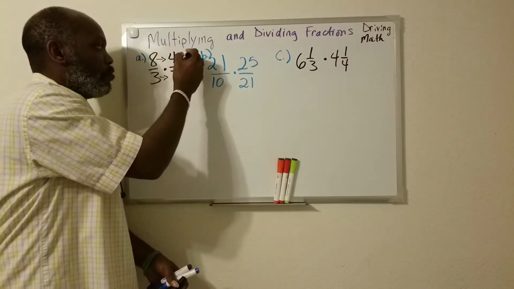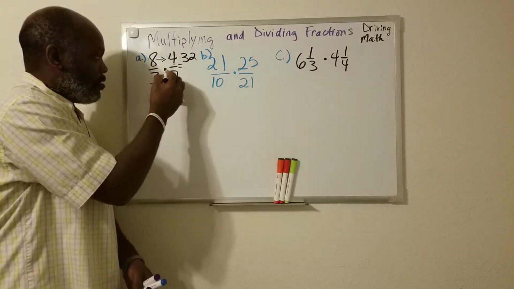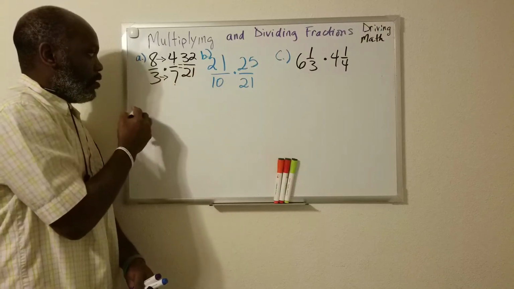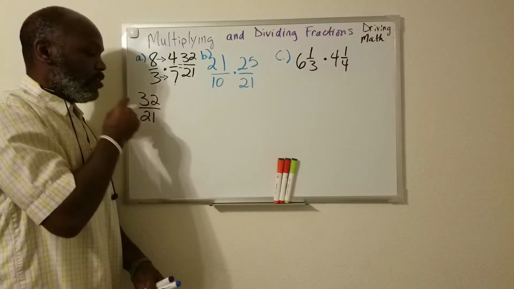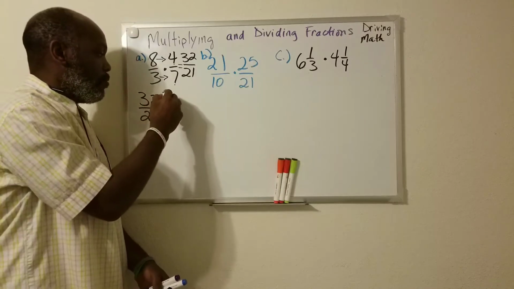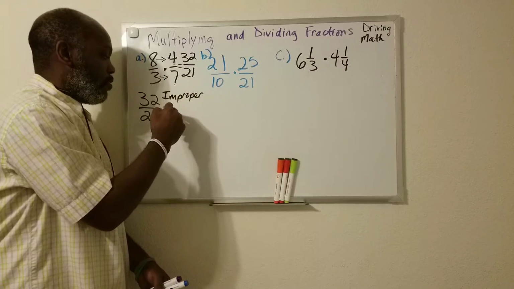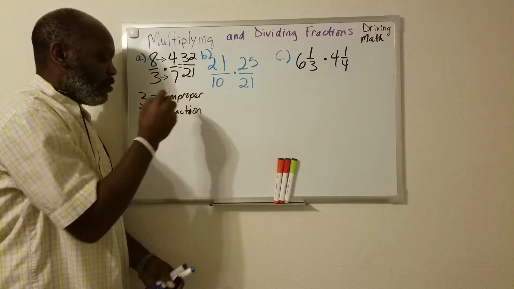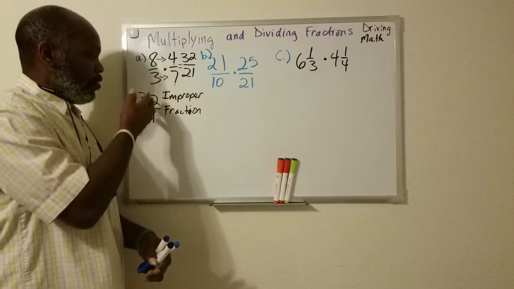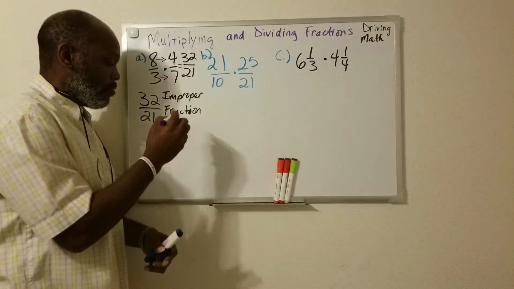Because it's a no to both of them, I'm simply going to multiply straight across, meaning 8 times 4, which is 32, and then 3 times 7 is 21. So my answer becomes 32 over 21, but that's considered an improper fraction. And I want to change it to where it's in simplest form.